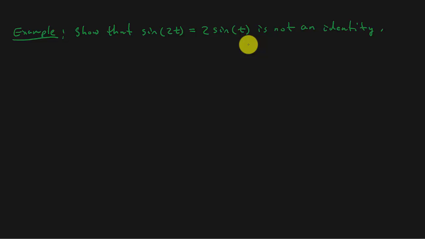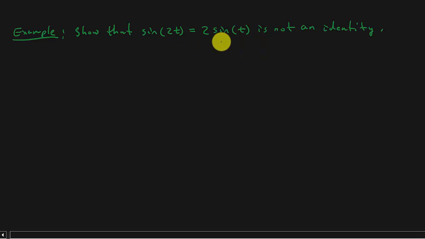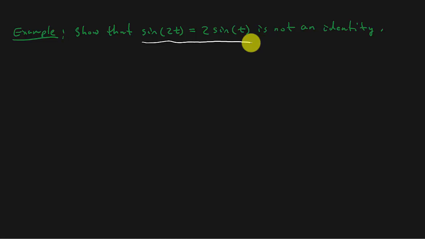Well, if it's not an identity, that means this does not equal this. They don't equal. They could equal each other for one value, but an identity means they're the same for every value. So if this were an identity, we should be able to take any angle, plug it in, and get the same thing on both sides.